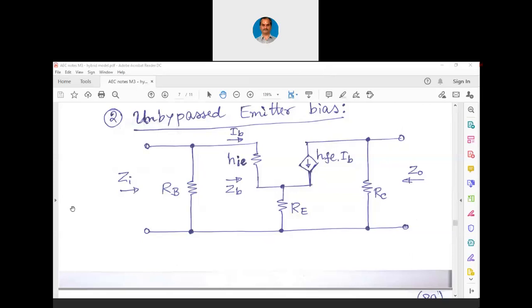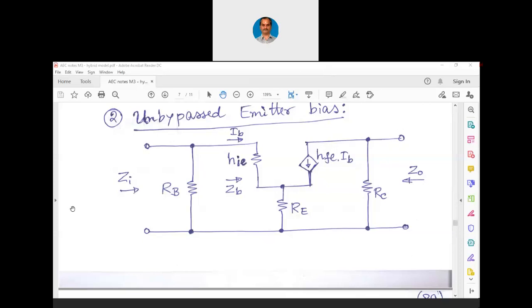Good morning. Let us start the class of analog electronic circuits. In module 3, we have been discussing the hybrid model, and we had already discussed the base bias or fixed bias circuit of BJT. And I had told you that the voltage divider bias is almost similar to the base bias, only the difference is that Zi is going to change to R1 parallel with R2 parallel with HIE.